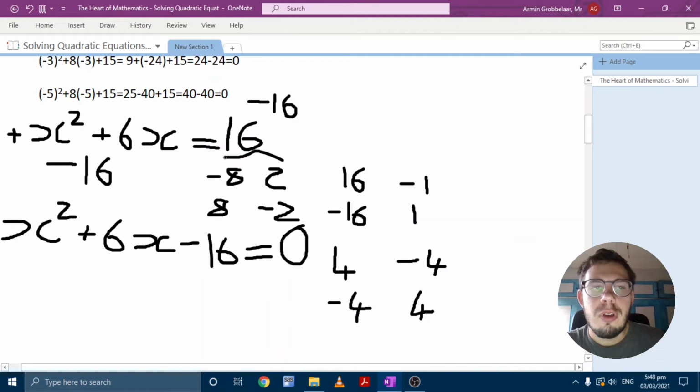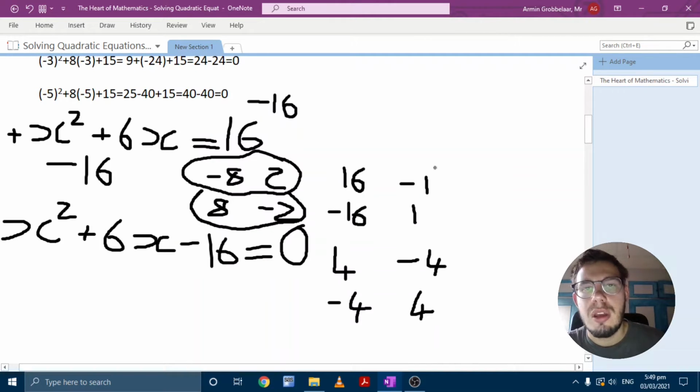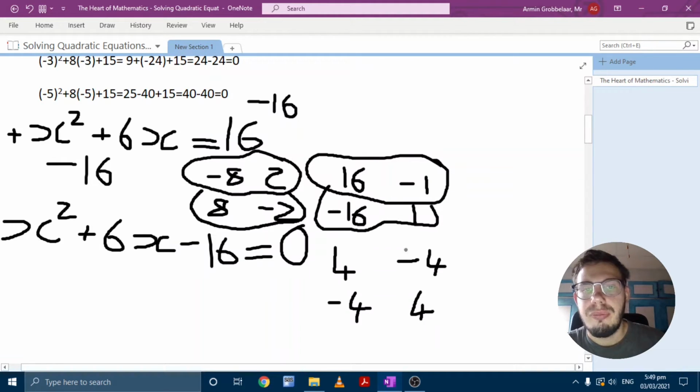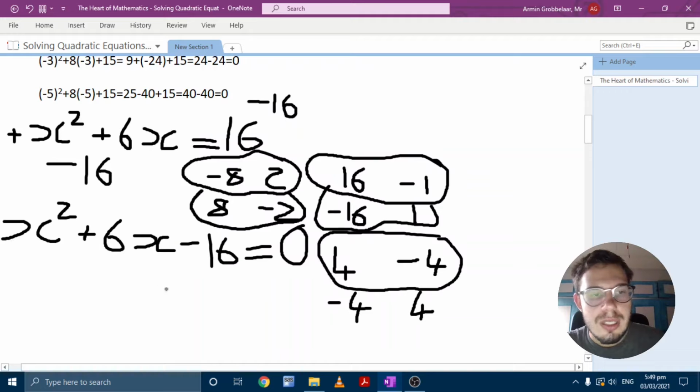So now I have these sets of two numbers that if multiplied give me minus 16. But now I have to see which one of these gives me plus 6. So now I look, minus 16 plus 1 is minus 15. That doesn't give me 6. Minus 16 minus 1 is 15, that doesn't give me 6. 4 minus 4 doesn't give me 6.